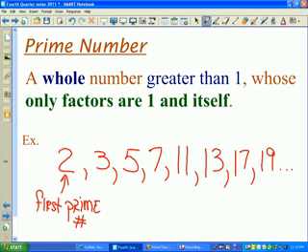So a prime number is a whole number greater than 1. When I'm talking about prime numbers, I cannot include the negatives. I cannot say negative 2 because negative 2 is not greater than 1. I cannot say 1/4 because 1/4 is not a whole number.